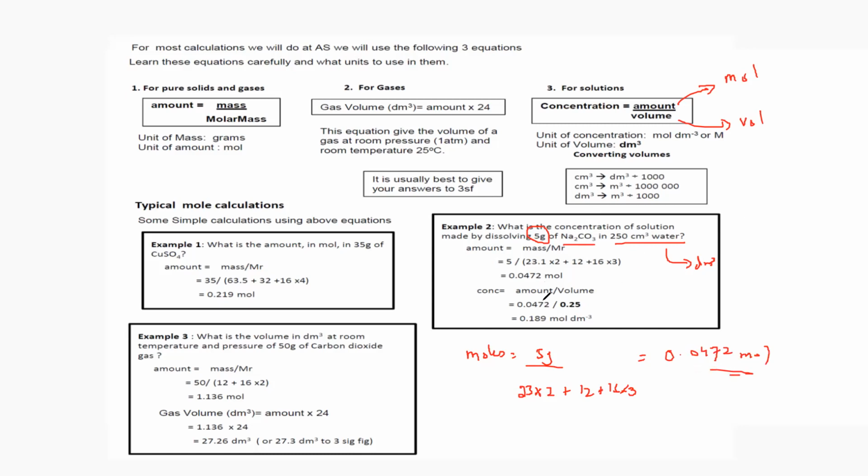You need concentration, which is moles divided by volume. So 0.0472 is there. And what about the volume? To convert this cm cube into dm cube, you have to divide by 1000. So when you divide by 1000, it comes out as 0.25 dm cube. So the concentration, moles divided by volume, is 0.189 mole per dm cube. Is it clear? The second example, how we calculate the concentration.